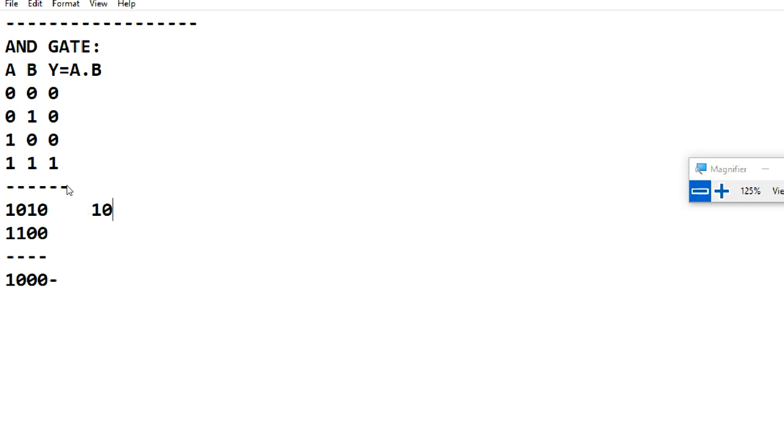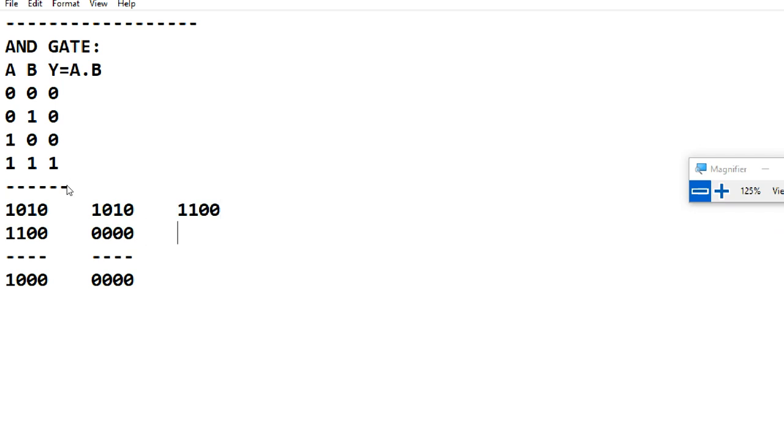4 bits only, for understanding. 0 1 0 1 and 0 0 0 0. For example, your second number is all zeros. What is the output? The output is 0 only. So you don't need to calculate, actually. If all are zeros on any one side, the output is 0 only.